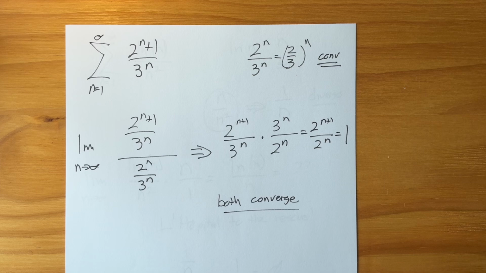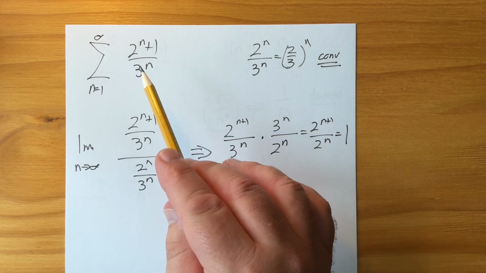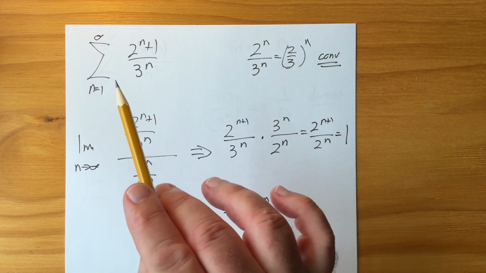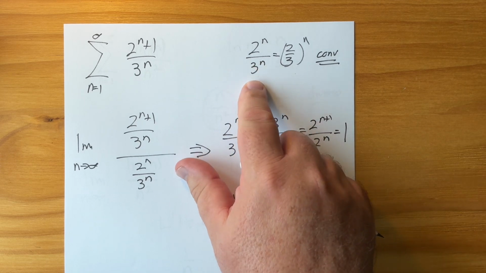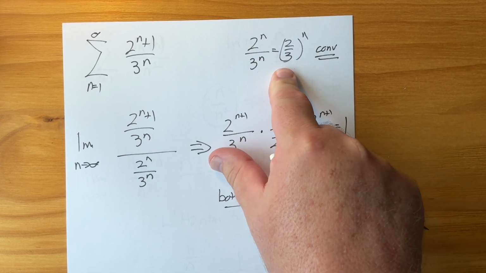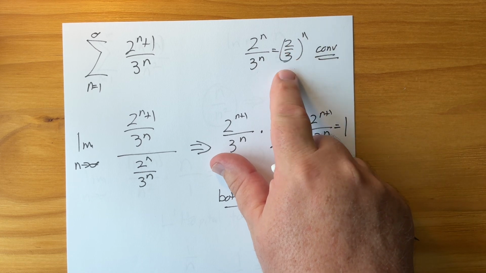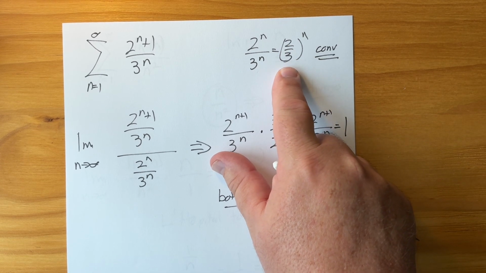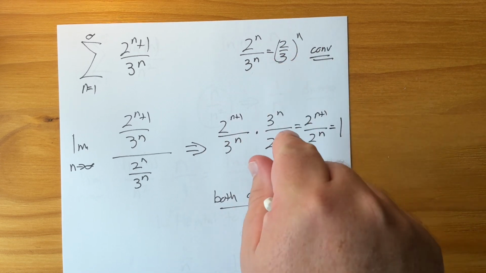Here we go. 2 to the n plus 1 over 3 to the n. Let's compare 2 to the n over 3 to the n. We know that that converges. That's just a simple geometric series with our r value less than 1. So that means that we know it converges.